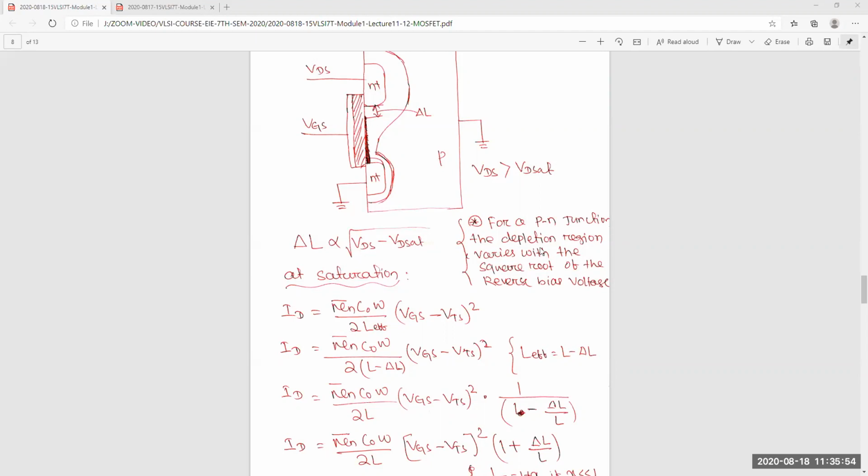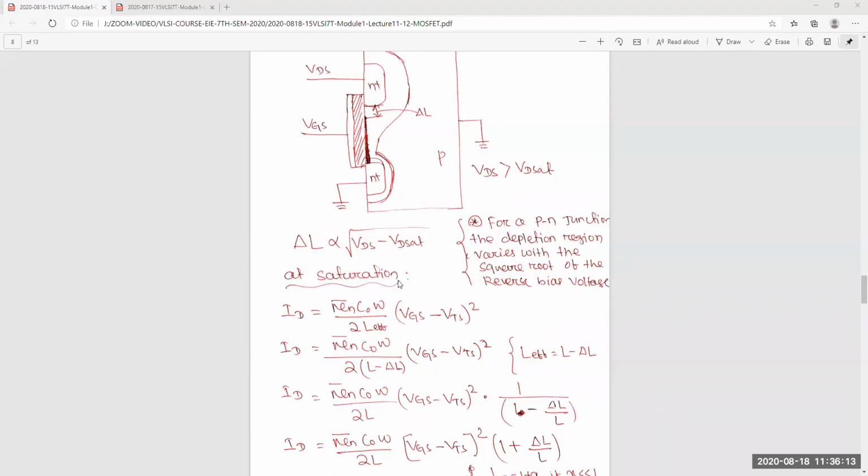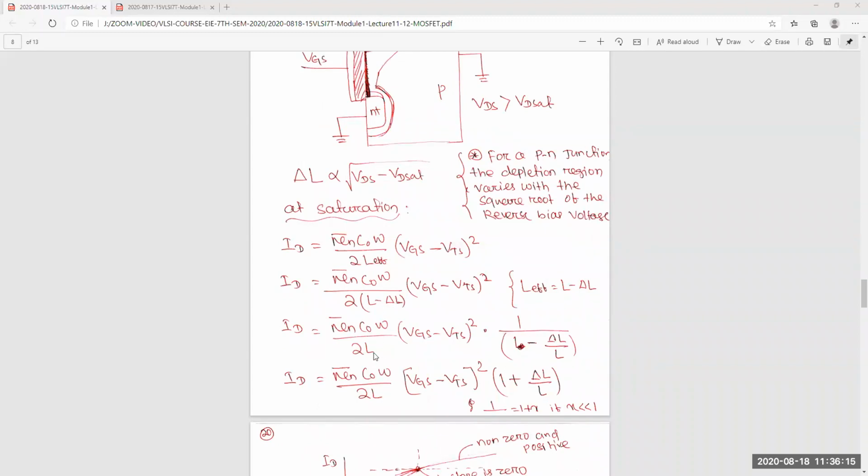For a PN junction, the depletion region varies with the square root of the reverse bias voltage. So at saturation, this is the equation. Here you can put L effective. What is L effective? L effective is nothing but L minus delta L, whatever delta L is reducing. If we take L outside, then 1 minus delta L by L, so you can put this part here.